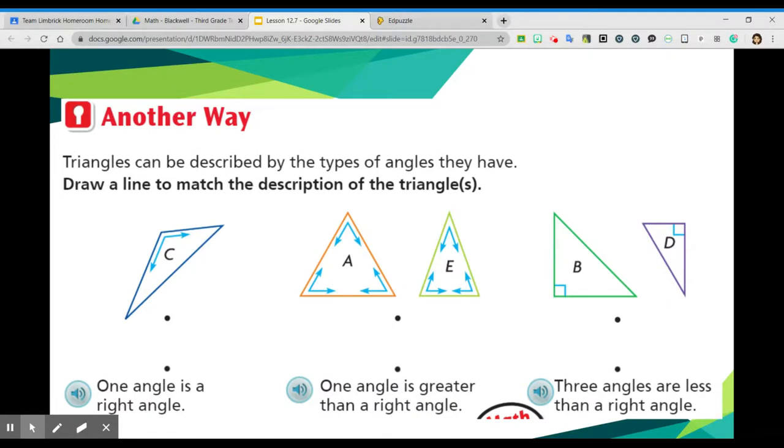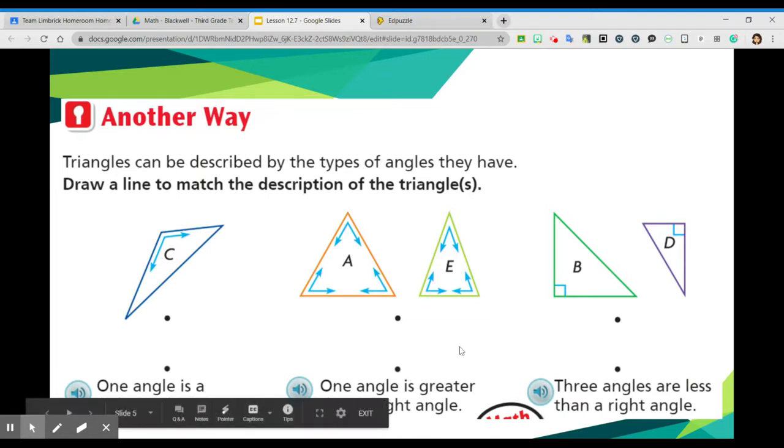We can also look and describe triangles by looking at their angles. We can see that there are different ways we can describe them this way. We're looking for a triangle that has at least one angle that is a right angle. Which set of triangles have at least one right angle? A little box in the corner. B and D have a right angle. So this is the triangle set that would have that description.